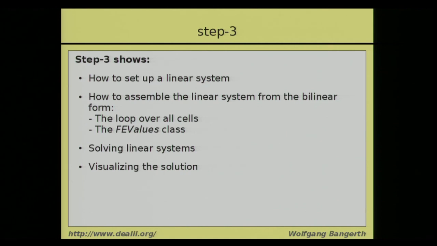So Step 3 is a program that is not very long either. It has maybe 100 lines of code, and what it will do is it will set up the linear system. So we had already seen how to build the sparsity pattern of the matrix. It will actually compute the matrix, and then how to compute the matrix based on the operator that we want to solve. That will involve that we have to loop over all the cells, and we have to use a class that is called FE_values that I'm going to talk about. And then once we have this linear system, we need to solve it, which we will do with the conjugate gradient method, and we have to visualize it so that we can actually get some insight into how the solution actually looks.